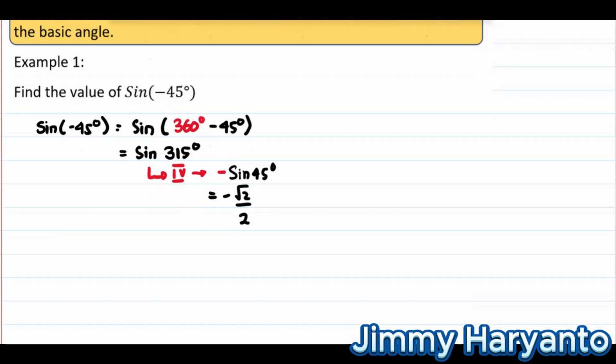Okay, next, example question 2. Tan negative 330. Because it's a negative angle, we have to add 360 degrees. So later you will have the positive angle like this, tan 30. For tan 30 we don't have to use the quadrant because it's in the first quadrant. So I will have the square root of 3 over 3 from the table.